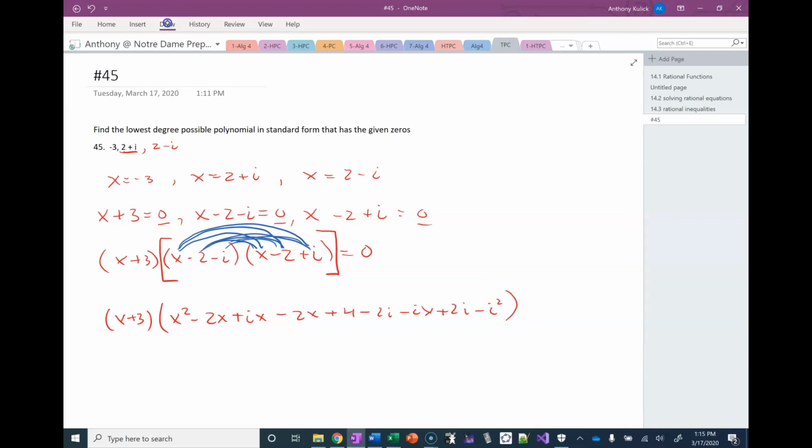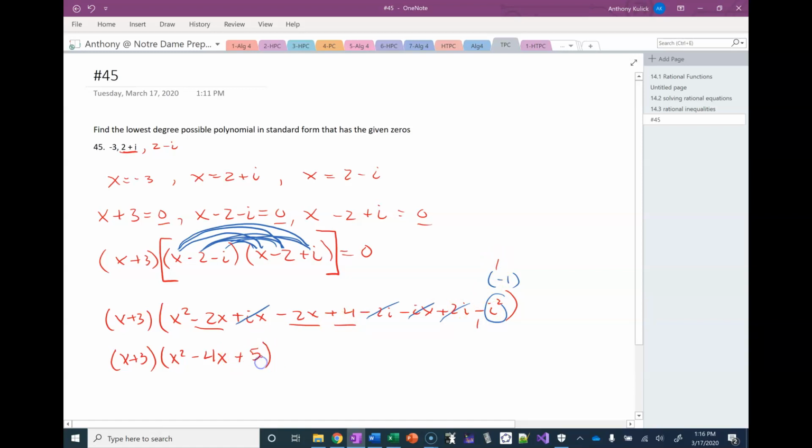Okay, so now I'm going to combine some like terms here. I notice I have a positive ix and a negative ix. Those are going to cancel. I have a negative 2i and a positive 2i. Those are going to cancel. I remember that i squared is the same thing as negative 1. And now if I combine like terms inside that set of parentheses, I have my x squared. I have negative 2x and another negative 2x, that's negative 4x. I have positive 4 and then minus a negative 1, so it'll be plus 5.